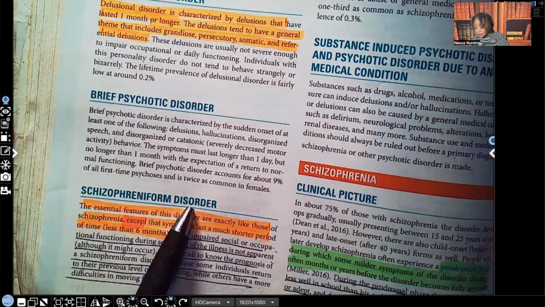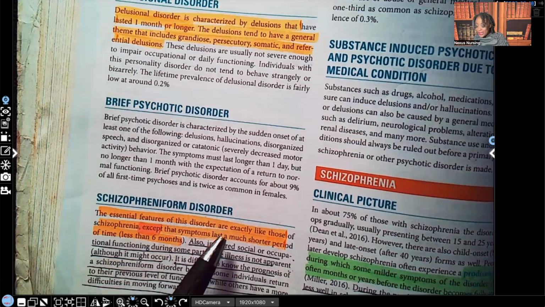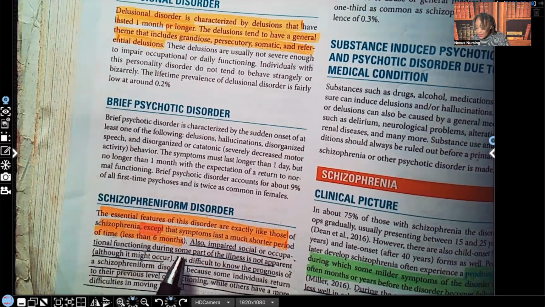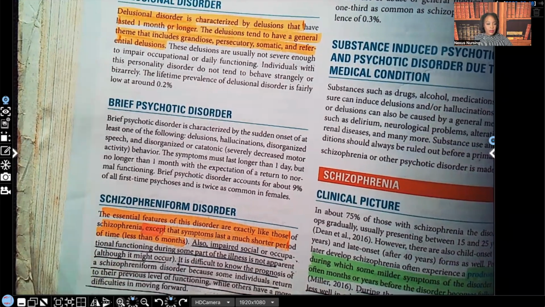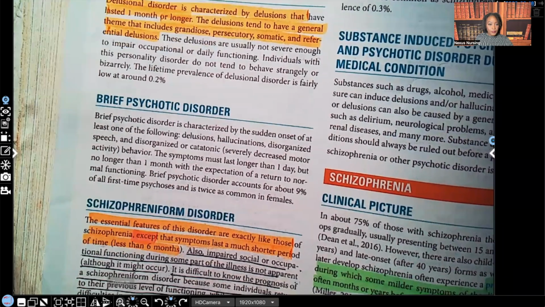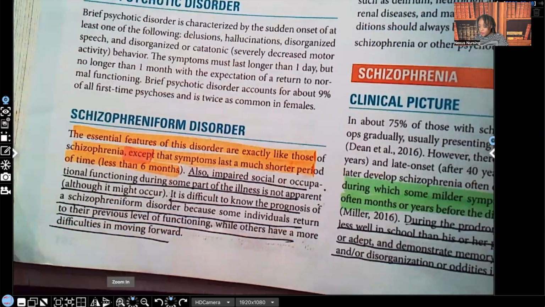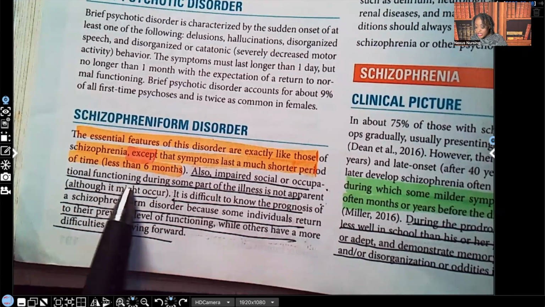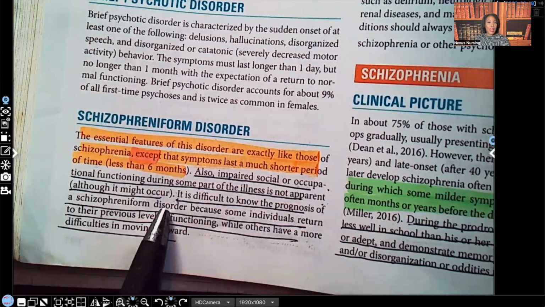Schizophreniform disorder. The central features of this disorder are exactly like those of schizophrenia, except that symptoms last for a much shorter period of time, less than 6 months. Let me make this a little bit bigger for you guys. Also, impaired social occupational functioning during some part of the illness is not apparent, although it might occur.